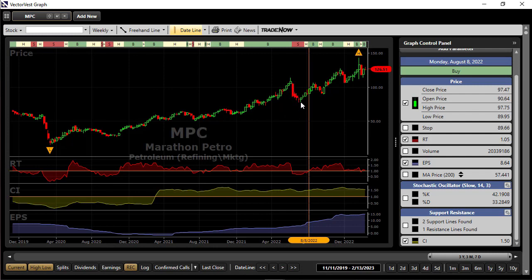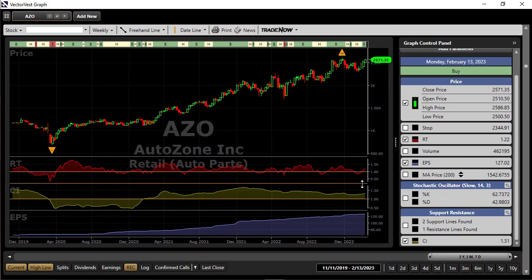Nice little corrective period. Higher low put in. High CI stock. Good earnings, favorable fundamentals. We know that because the search found the stock and looked for those indicators, but a nice new emerging trend. So this was just run here. Another one, AutoZone. Beautiful entry here. Price has just pulled back off of a new 52-week high. It's begun to rally over the last couple weeks. Relative timing has just gone from below one to above one.